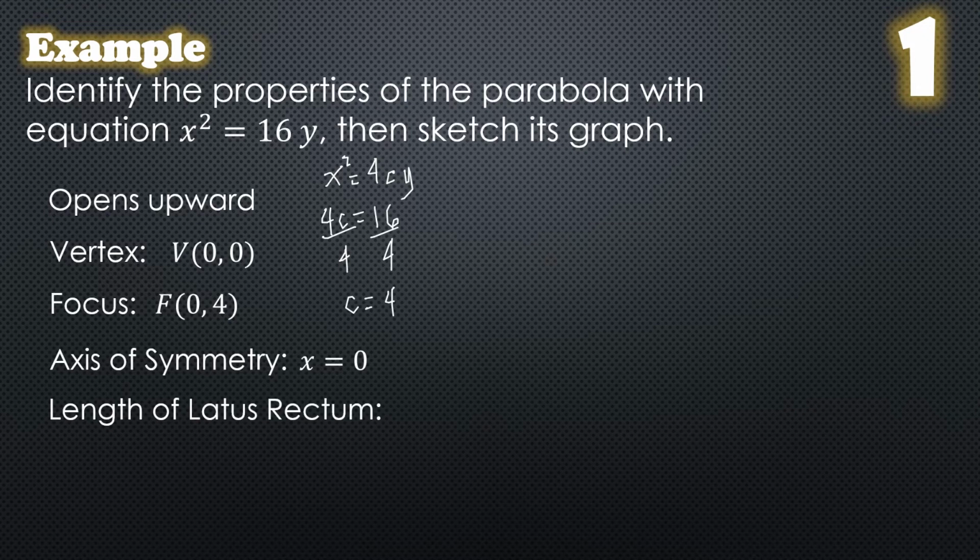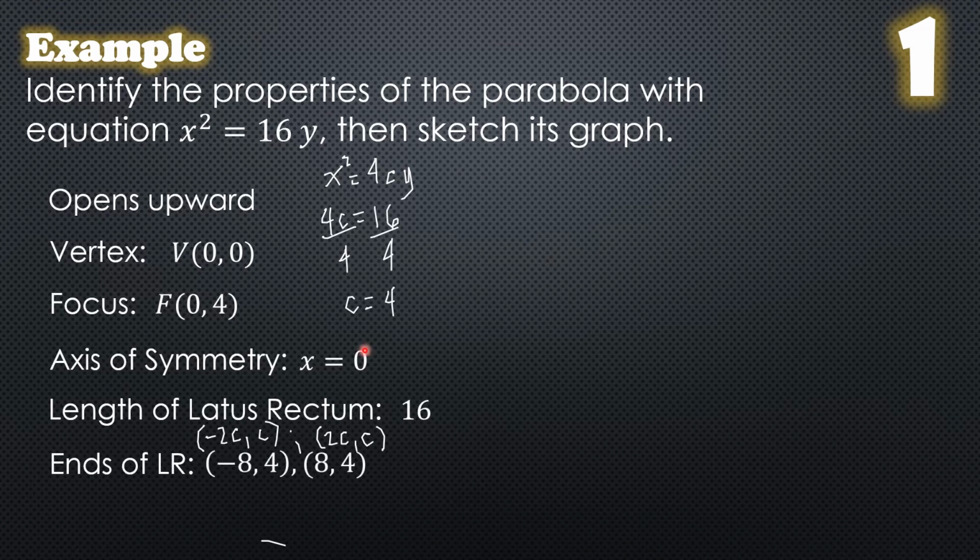The length of latus rectum is equal to 4c, which is equal to 16. The ends of latus rectum, if we will recall, the coordinates will be (negative 2c, c) and the other will be at (2c, c). Hence, if c is equal to 4, then the ends of latus rectum will be at (negative 8, 4) and (8, 4). The directrix is the line y is equal to negative 4.